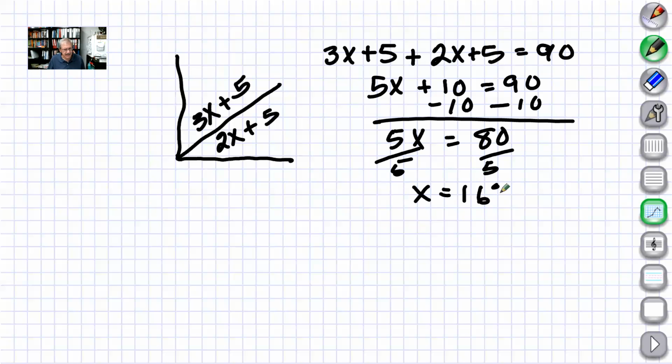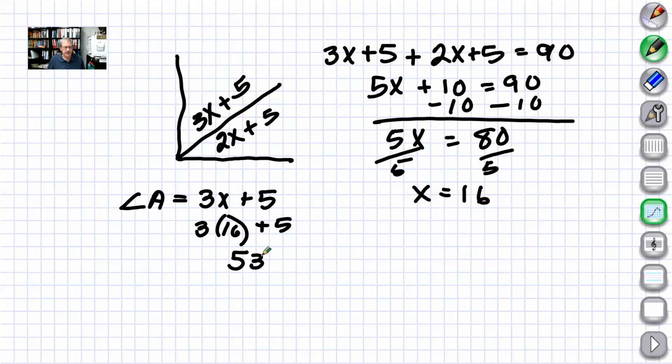But that's x. That's not the angle here. We haven't determined the angle. So let's call this angle A. Angle A is 3x plus 5. Now we need to substitute back in. We only figured out x, but we didn't figure out the angle. So 3 times 16 is 48, plus 5 is 53 degrees. So that's what angle A is.